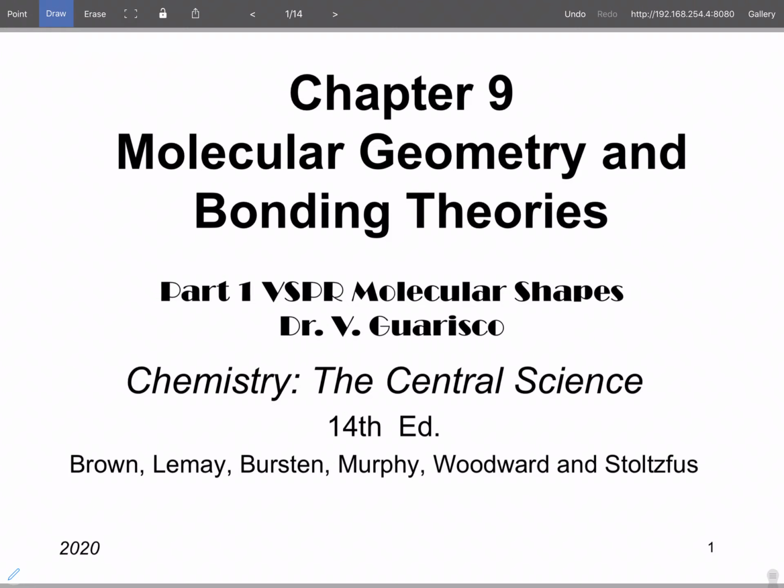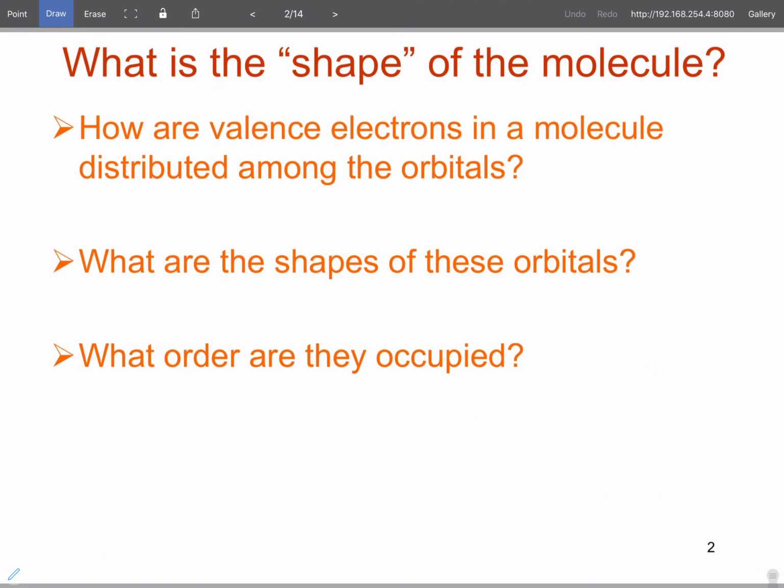Make Lewis structures. We're going to continue the process and go from making the structures to seeing how they affect the different types of shapes, bond angles, polarity, etc. So the question becomes: now that we've got the Lewis structure for the molecule, what is the shape of the molecule? To determine the shape of the molecule, we have to know how the valence electrons in a molecule are distributed. We need to know the shapes of these orbitals and what order they're occupied and how that relates.